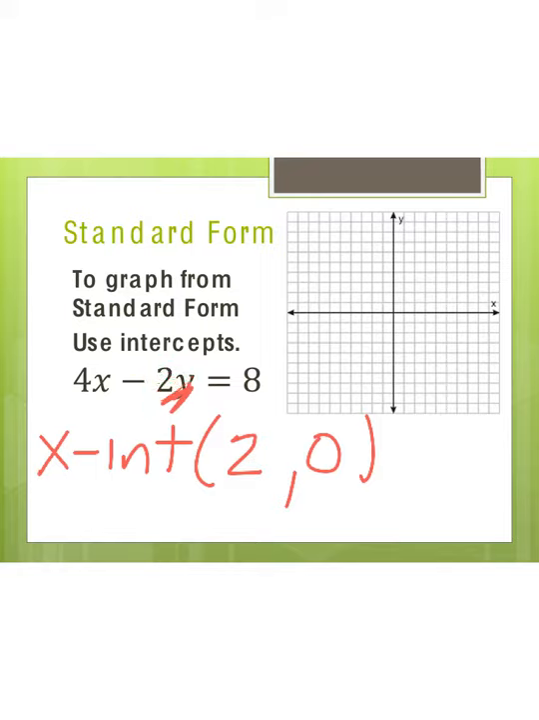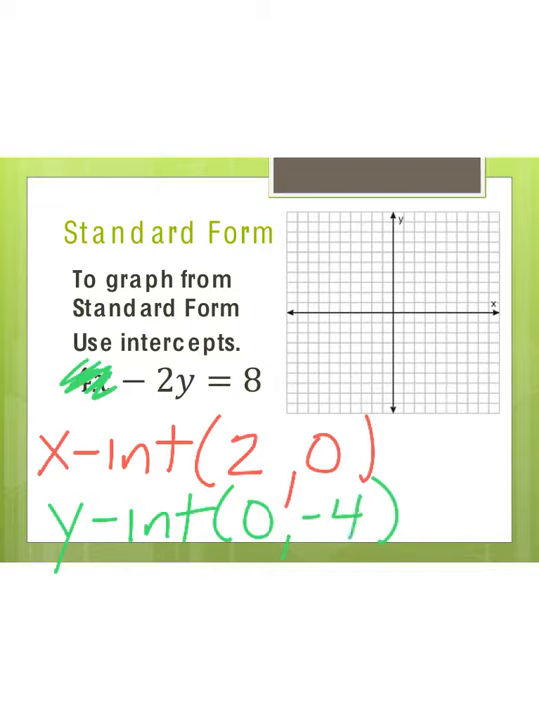And then I'm going to find the y-intercept, which is always when x is 0. So 4 times 0 cancels that all out. Negative 2 times y equals 8. So y is going to have to equal 8 divided by negative 2, which is going to be negative 4.